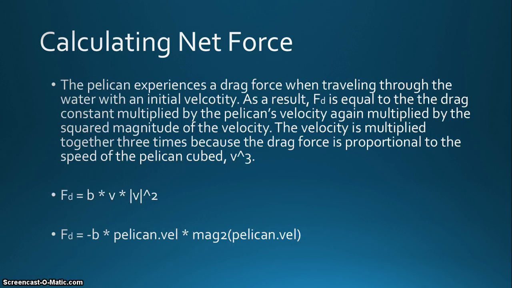Now the pelican also experiences a drag force when traveling through the water with an initial velocity. As a result, Fd, the drag force, is equal to the drag constant b multiplied by the pelican's velocity, and again multiplied by the magnitude of the velocity. The velocity is multiplied together 3 times because the drag force is proportional to the speed of the pelican cubed, v cubed. So shown here, the drag force is equal to b times the magnitude of v squared, and in VPython format, negative b, acting opposite of the direction of motion, times pelican.vel times magnitude squared of pelican.vel.